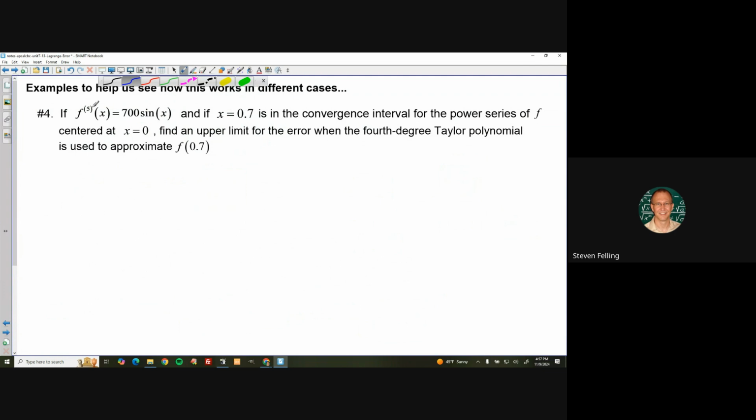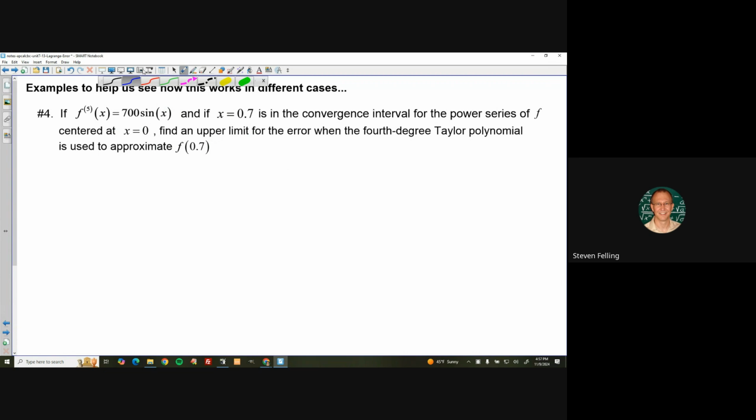If the fifth derivative of some function f is given by the function 700 sine of x, and if x is 0.7, so that's the value we want to evaluate at, and it's in the convergence interval for a power series that's centered at x is 0, find an upper limit for the error when the fourth degree Taylor polynomial is used to approximate f of 0.7. And they don't even give me the function, so I can't actually produce the Taylor polynomial.